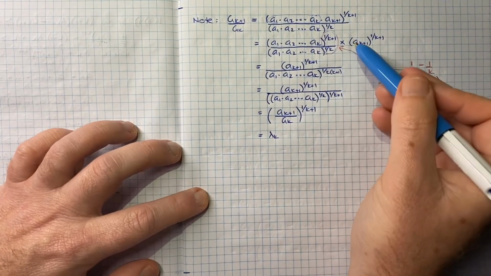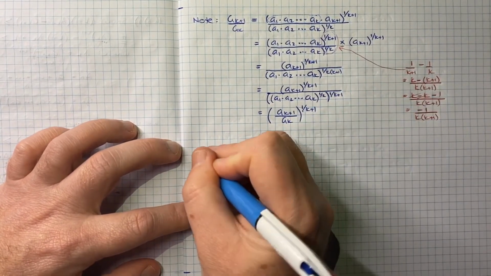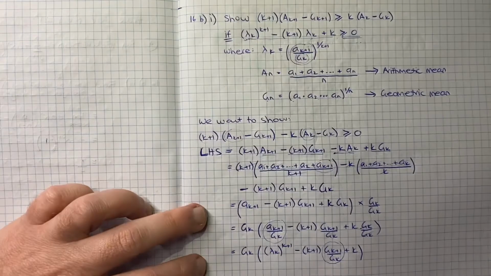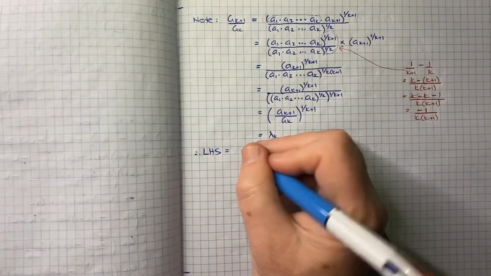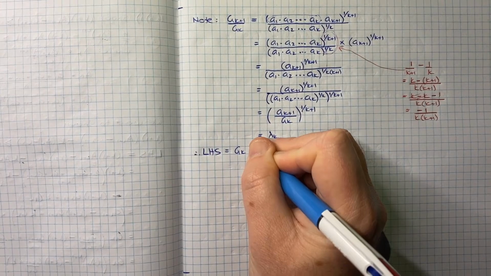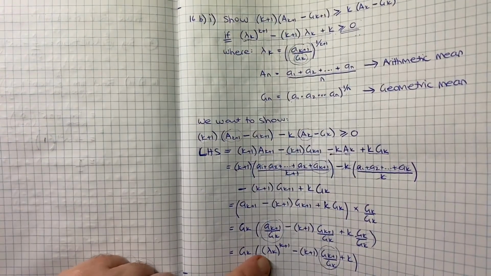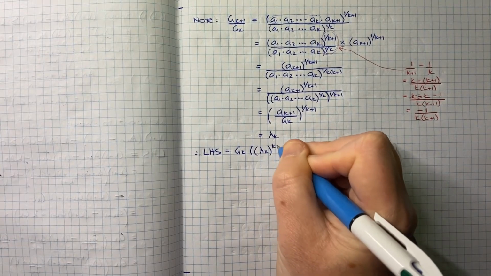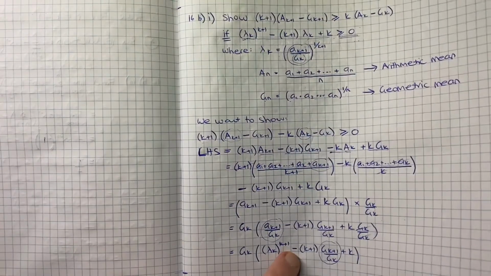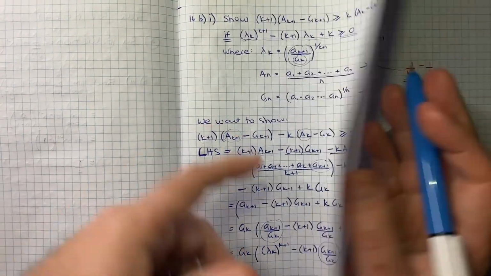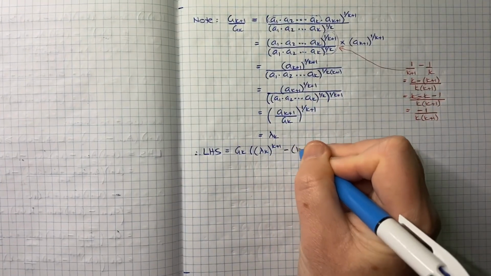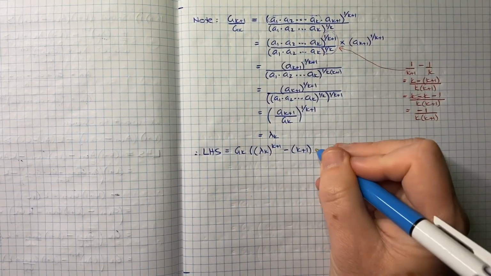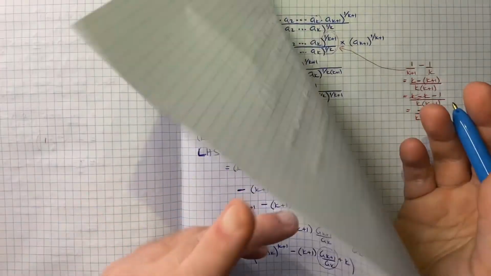So now that we've done this little side working, we can say therefore our left-hand side is equal to gk times, and we'll get our lambda k to the k+1, minus (k+1) lambda k, because we've just shown this is equal to lambda k, and then plus k.